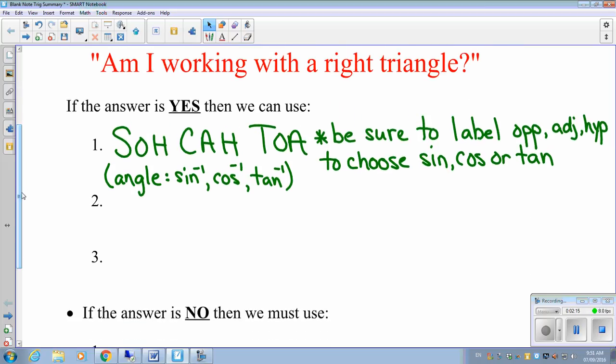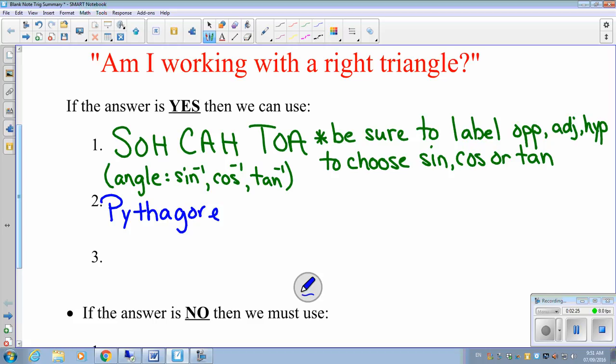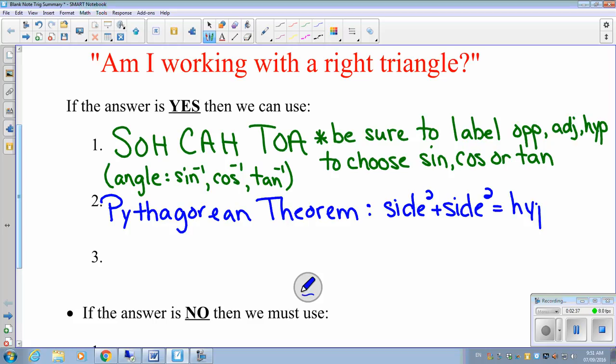For a right angle triangle, we can also use Pythagorean theorem. And that's the one where we talk about the side squared plus the side squared equals the hypotenuse squared. If we already know the hypotenuse, then we can subtract to figure out the side.